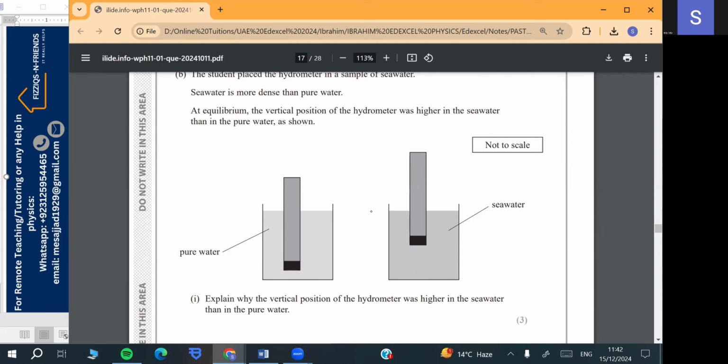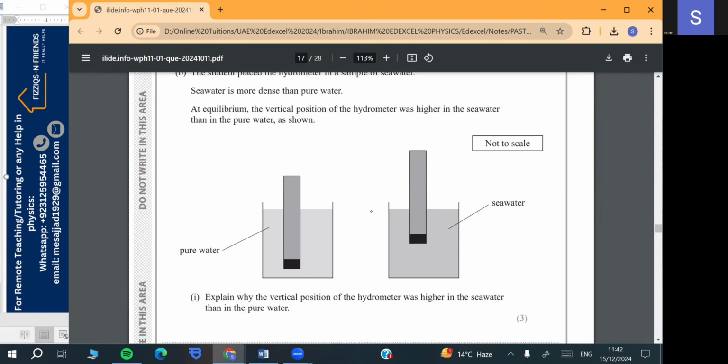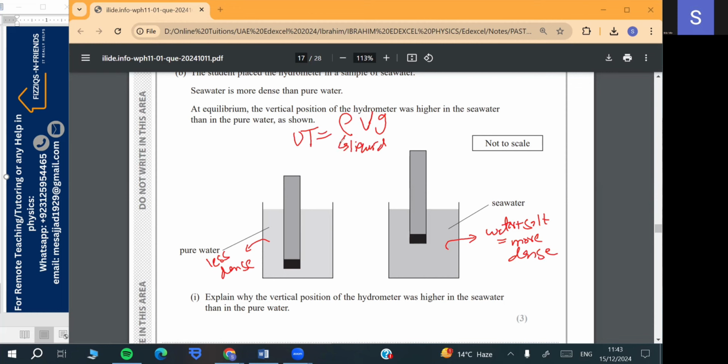Well, seawater has a lot of minerals and salts, especially. So water plus salt means more dense, and pure water has only water, no salt, so it is less dense. And what is upthrust? Upthrust is a function of rho V g. And what is this density? This density belongs to the liquid. So you can clearly see that upthrust is directly proportional to density.